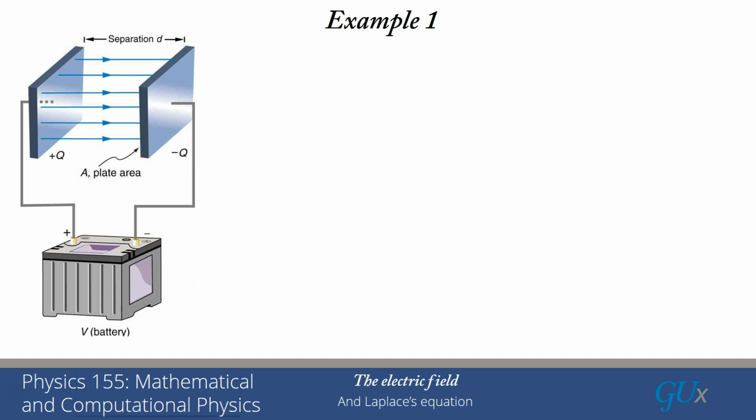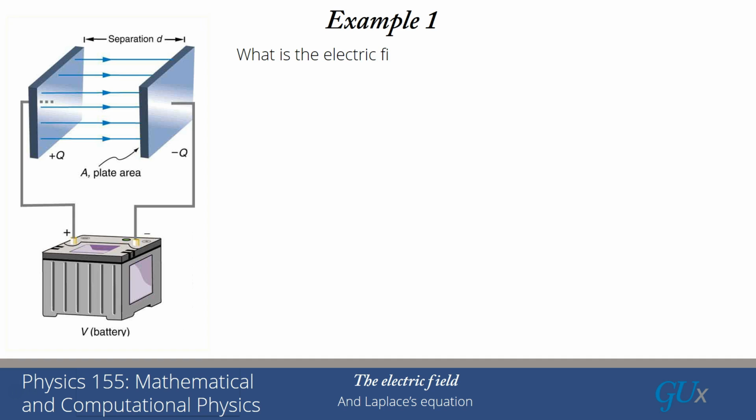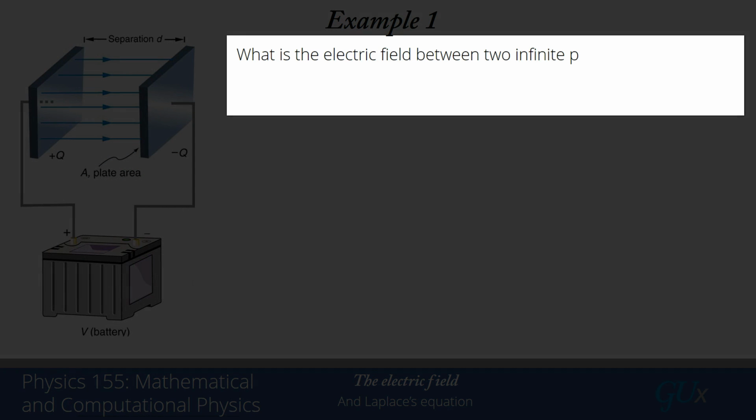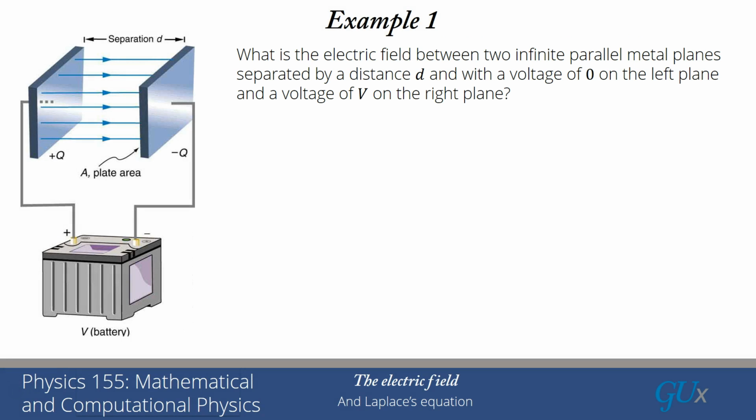All right, the first example we want to look at are infinite planar planes of charge, which we'd call an infinite planar capacitor. And the question is, what is the electric field between two infinite parallel metal planes that are separated by a distance d and have a voltage of 0 on the left plane and a voltage of V on the right plane? So we imagine that we attach these planes to a battery so that we get a voltage difference across them, and the question is, what is the electric field?